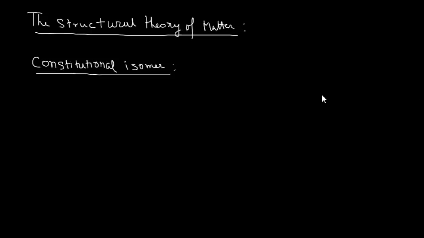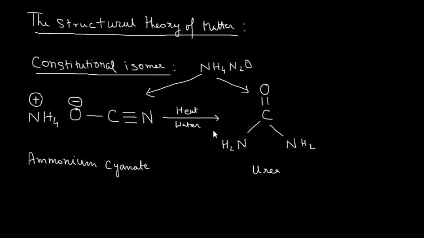They took the example of the same experiment from Wöhler. Here we can see that the molecular formula for both ammonium cyanide and urea is the same, that is N2H4CO, but the structural formulas are different, and so their names and properties are different. As a result, they are called constitutional isomers. Constitutional isomers have different physical properties and different names.